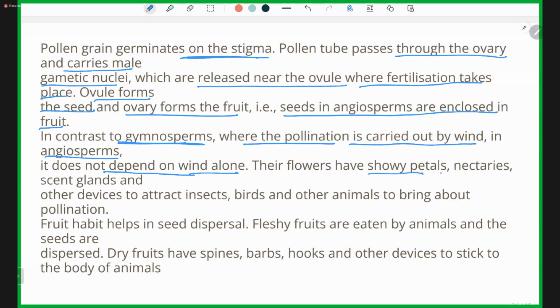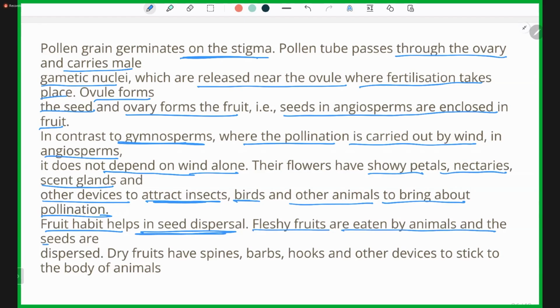Their flowers have showy petals and nectaries, scent glands, and other devices to attract insects, birds, and other animals to bring about pollination. The fruit habit helps in seed dispersal. Fleshy fruits are eaten by animals, and the seeds are dispersed. So after the fertilization, when the male gamete fertilizes the egg, zygote is formed, and this zygote will give rise to embryo. But this zygote is not exposed to the environment. It is enclosed inside the ovary, and it will form a fruit. Okay, and this will ensure the protection of the miniature embryo which is formed.